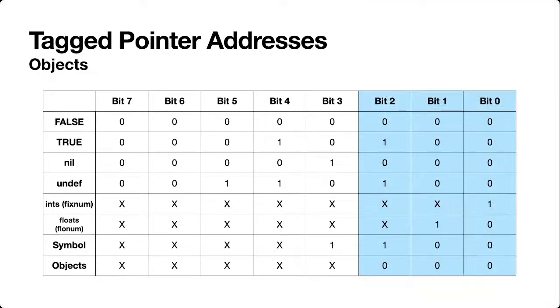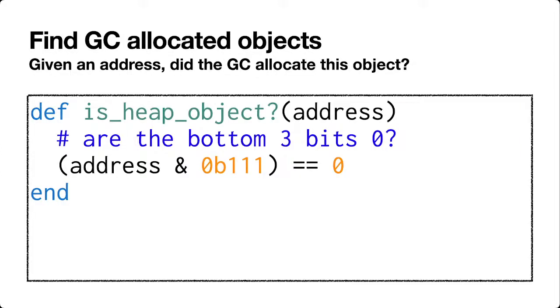So you can see that we were talking about how Ruby objects' bottom 3 bits are always 0. I've highlighted the three bottom bits for each of these different types of Ruby objects. If we wanted to write a function that said, is this Ruby object a heap object? We can just check, are the bottom 3 bits 0? Given an address, can we determine whether or not this is a Ruby object?